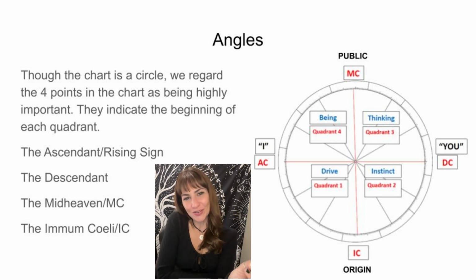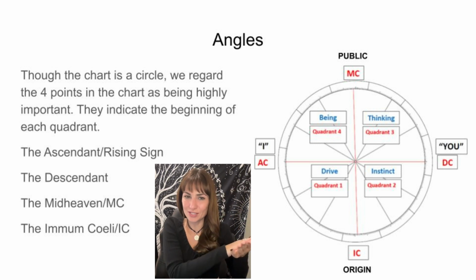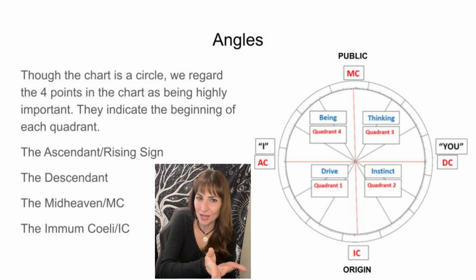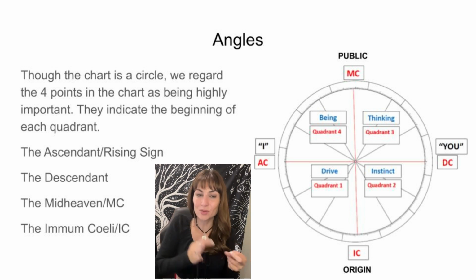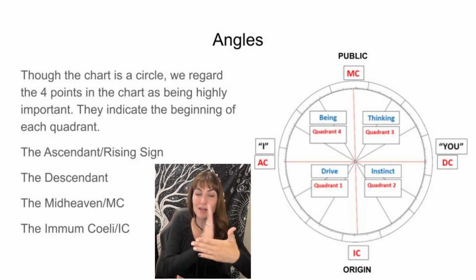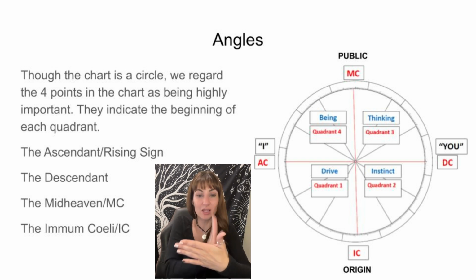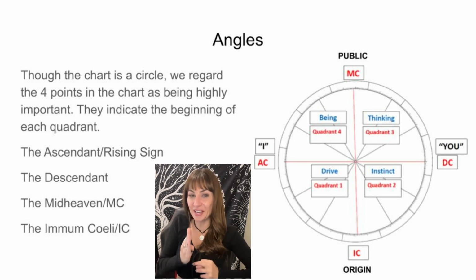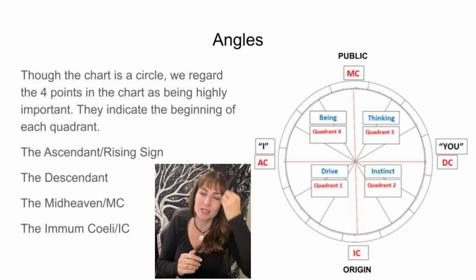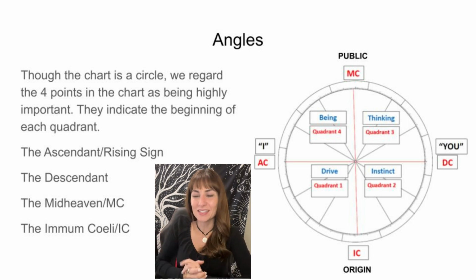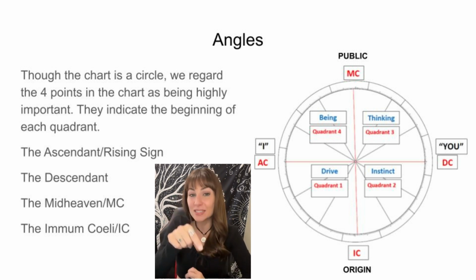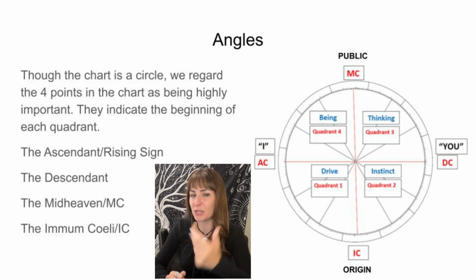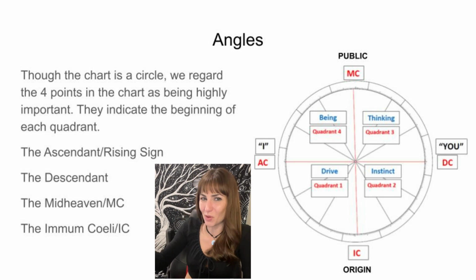Though the chart is a circle, I wrote this: we regard the 4 points in the chart as being highly important. They indicate the beginning of each quadrant. So remember I said the first house, the fourth house, the seventh house, the 10th house are angular houses. The reason is because that's where the angle starts, the cusp. Cusp means the beginning of the sign, the house, whichever house system you're using. At the end of this lesson, I'm going to give my there's no such thing as cusps speech. Most of you probably heard it.